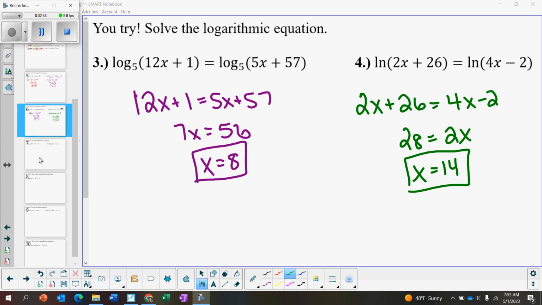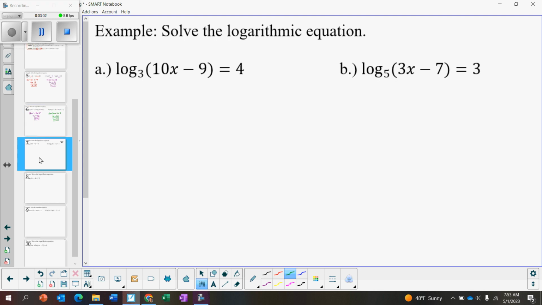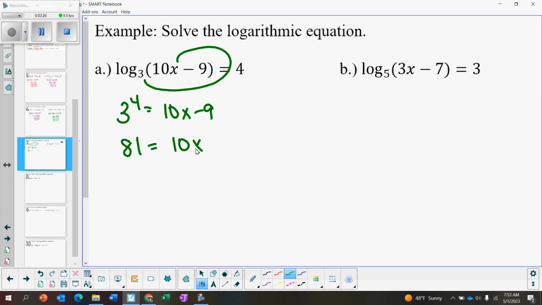There will be some logarithmic equations, though, that do not have the log on both sides. The log is only on one side. So I'm actually going to do the opposite of what I did with the first problems, where I took an exponential and turned it into the log. I'm now going to take the log and turn it into an exponential. So we have 3 to the 4 equals 10x minus 9. And I can actually evaluate 3 to the 4th power, so that's 81 equals 10x minus 9. And now this is just a regular equation. So we'll add our 9, divide by 10, and x is 9.